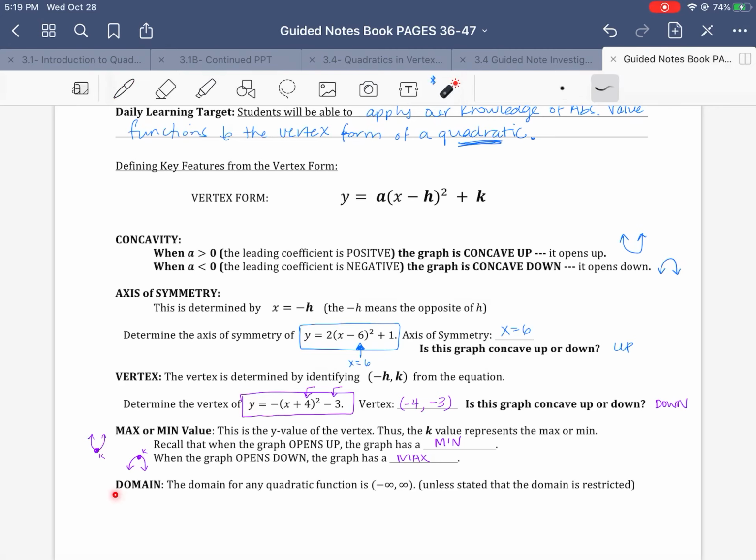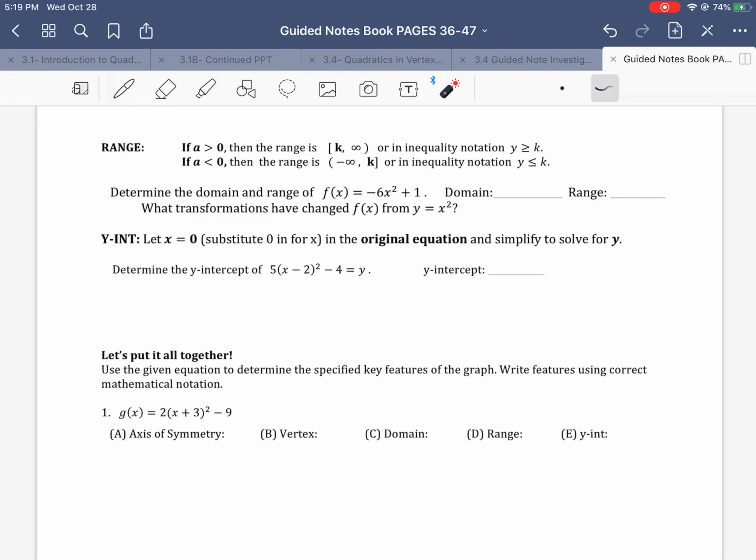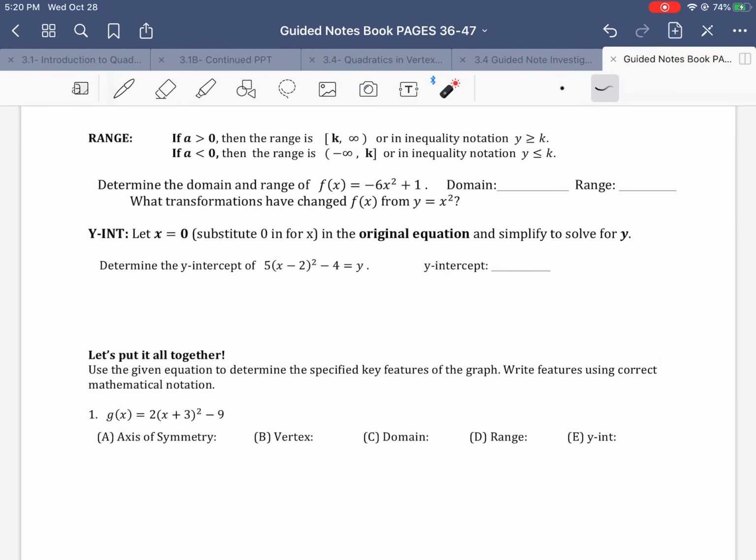Next on here, it talks about domain. The domain for any quadratic function, right, is going to be all real numbers, unless it's restricted, and we're doing like an application problem. But as we just do all of these functions, we're going to put negative infinity to infinity or all real numbers. So those are the big ones. The vertex, the axis of symmetry, a max or min value, and then the domain stays consistent. When we talk about the range, now range really you just need to think about it, is it opening up or down?